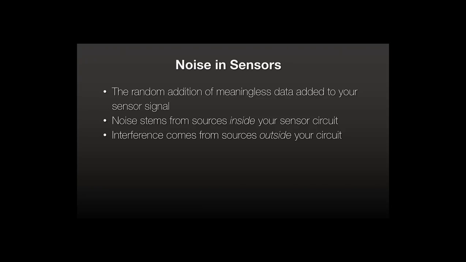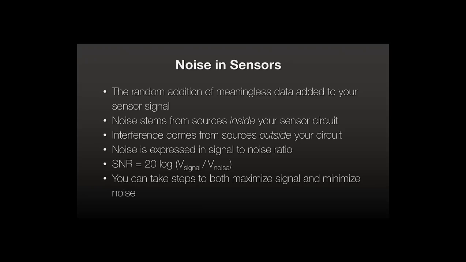High voltage power lines and large electric motors are typical sources of electrical interference. Your sensor signal may look the same, whether it is affected by noise or interference, but the solution to cleaning up that signal is very different for noise and interference. Noise is typically expressed as a signal-to-noise ratio, SNR for short. SNR is defined as 20 times the logarithm of the voltage of the signal divided by the voltage of the noise.